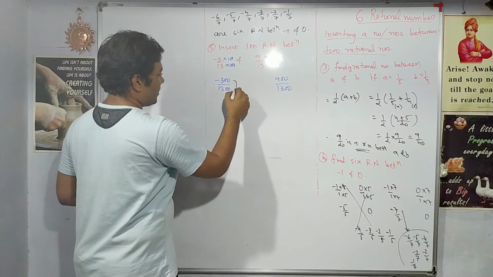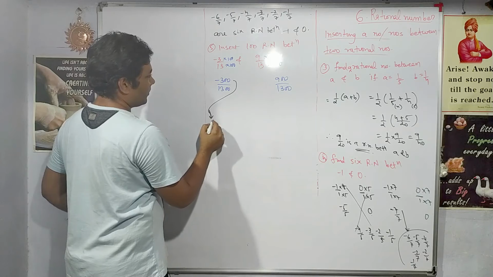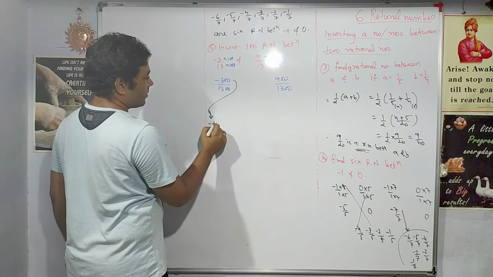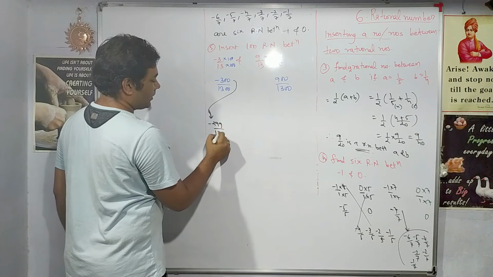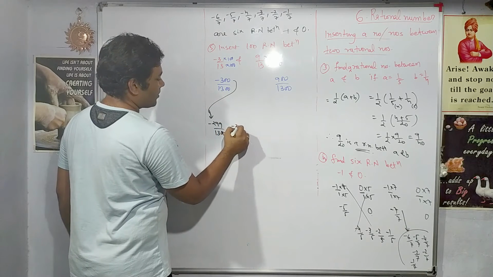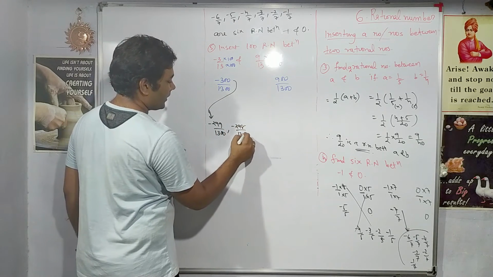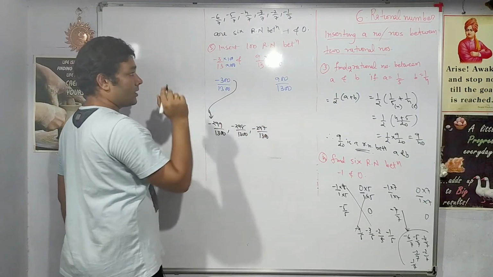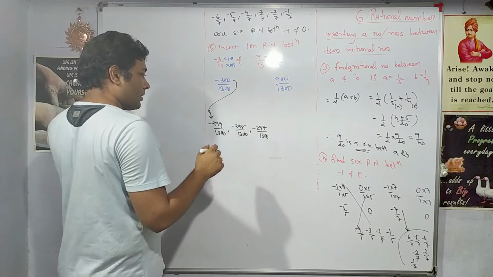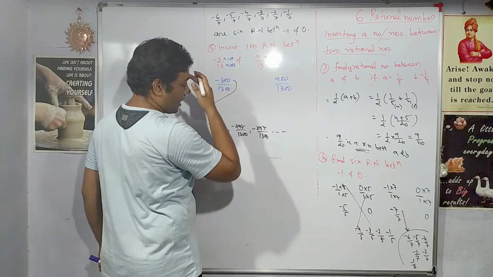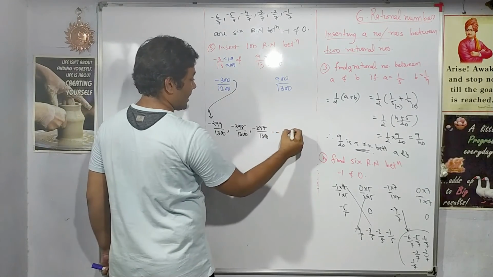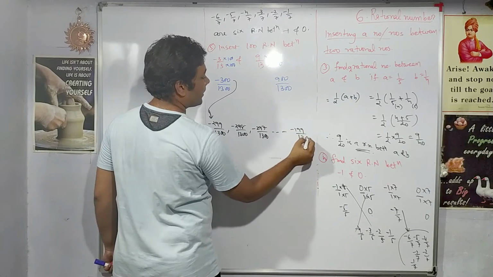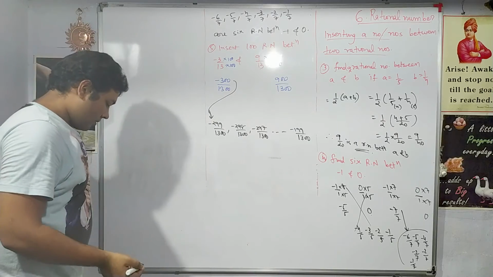So the numbers will start reducing. So -299 upon 1300, -298 upon 1300, -297 upon 1300. I want only 100 numbers, right? Only 100 numbers. So this will count till -199 upon 1300. Simple, very simple.